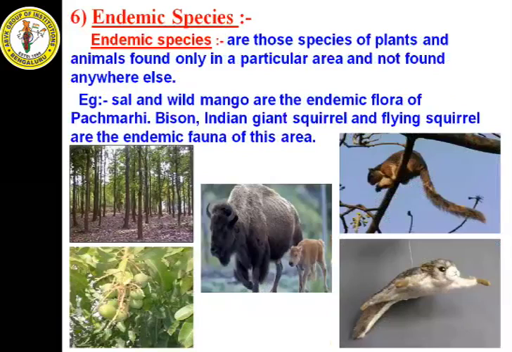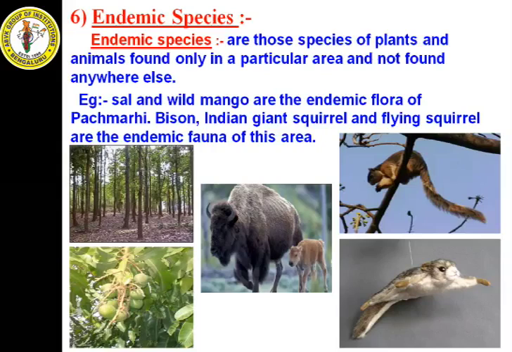Next we have endemic species. Endemic species are those species of plants and animals found only in a particular area and not found anywhere else. For example, take the example of the kangaroo. This kangaroo will be there only in Australia. Can you find it in India? No, it is particular to that area, which is Australia. Those types of animals or plants are called endemic species.